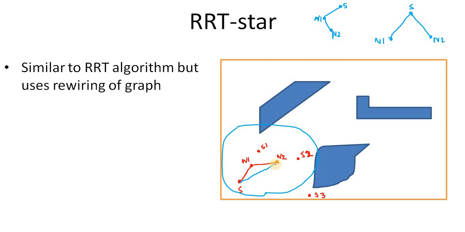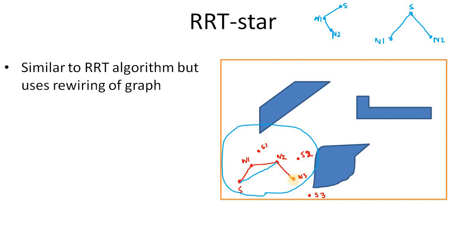Now, from what the RRT algorithm says, in the direction of S3, you have to look for the nearest node in the tree, and let's say N2 is the nearest one. So we make a new node in the direction of S3 at a distance d, which is N3. Okay. Now, what's the parent of N3? It is N2, and N2 has a parent S.